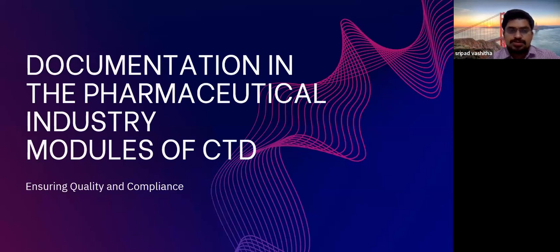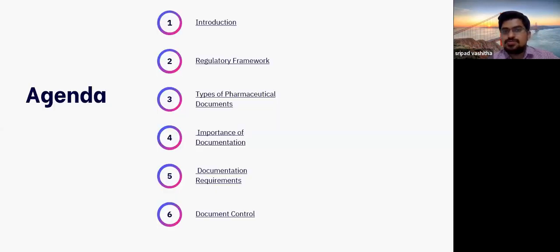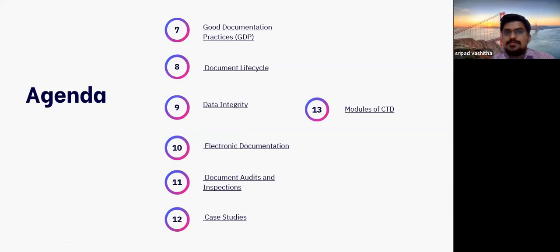By and large, these two things ensure quality and compliance. So what are we going to see? Let's break down the agenda. We'll go with a basic introduction and the regulatory framework. What is it? Why is it important? Why do we need to have a regulatory framework? And then what are the types of documents in the pharmaceutical industry? What is the importance of that? What are the requirements? How do you control any document? And what are the good documentation practices?